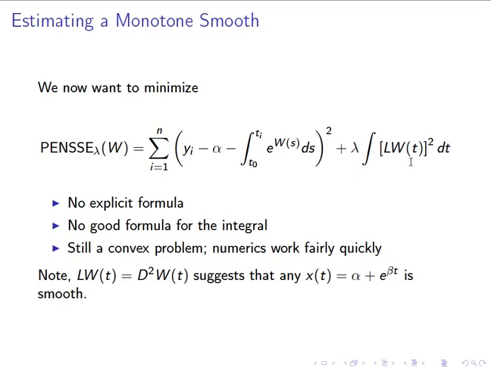And if you think about it, if we define the roughness penalty with the second derivative, then we know that if w of t is a linear function, it will get no penalty, right? In that case, if w of t is a linear function, it actually corresponds to x of t equal to e to the alpha plus exponential of beta t, right? In other words, if we use the second derivative as the penalty, then any exponential function will get no penalty. This makes sense because the exponential function is a very smooth monotone increasing function, right? So there's no reason to penalize the exponential function.